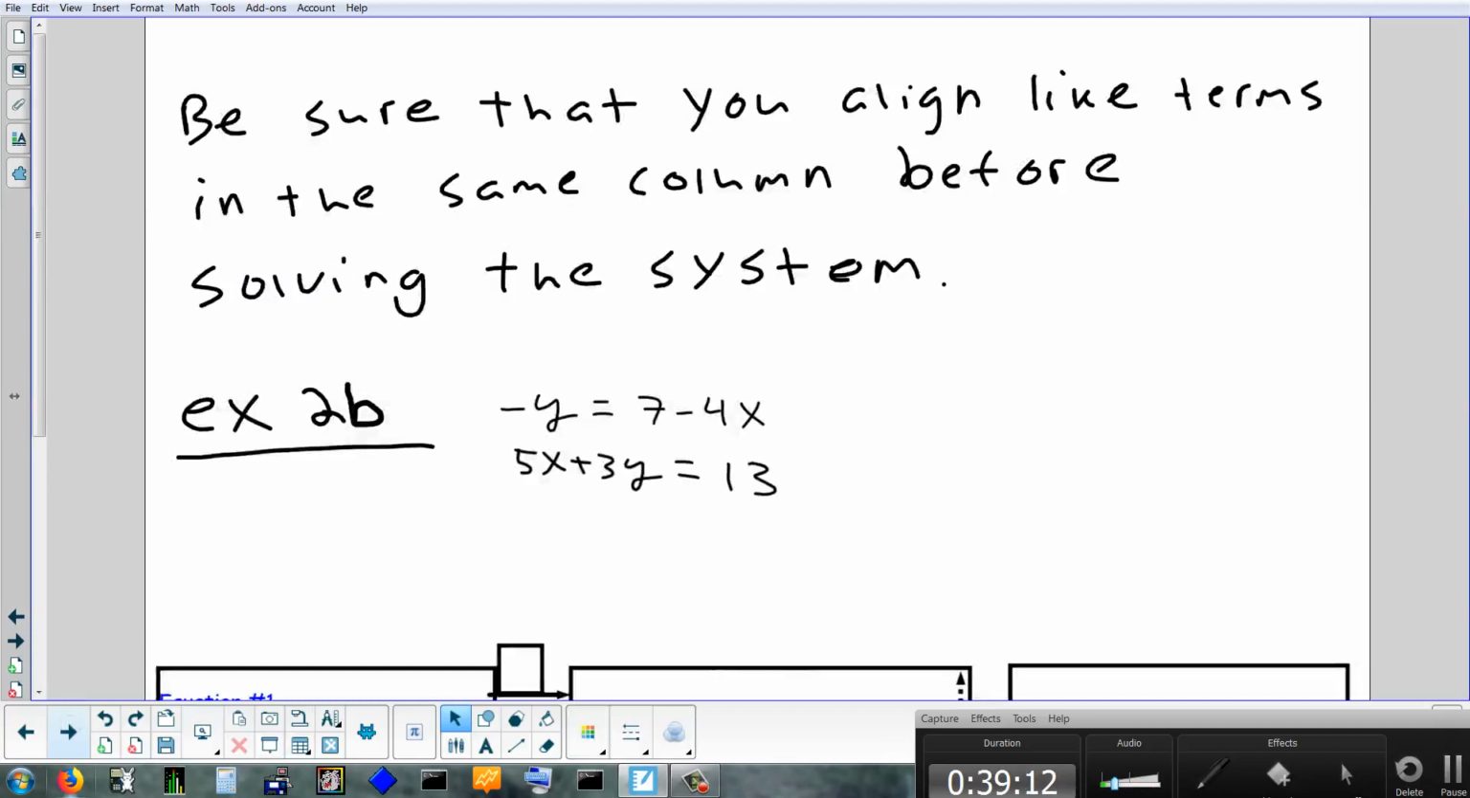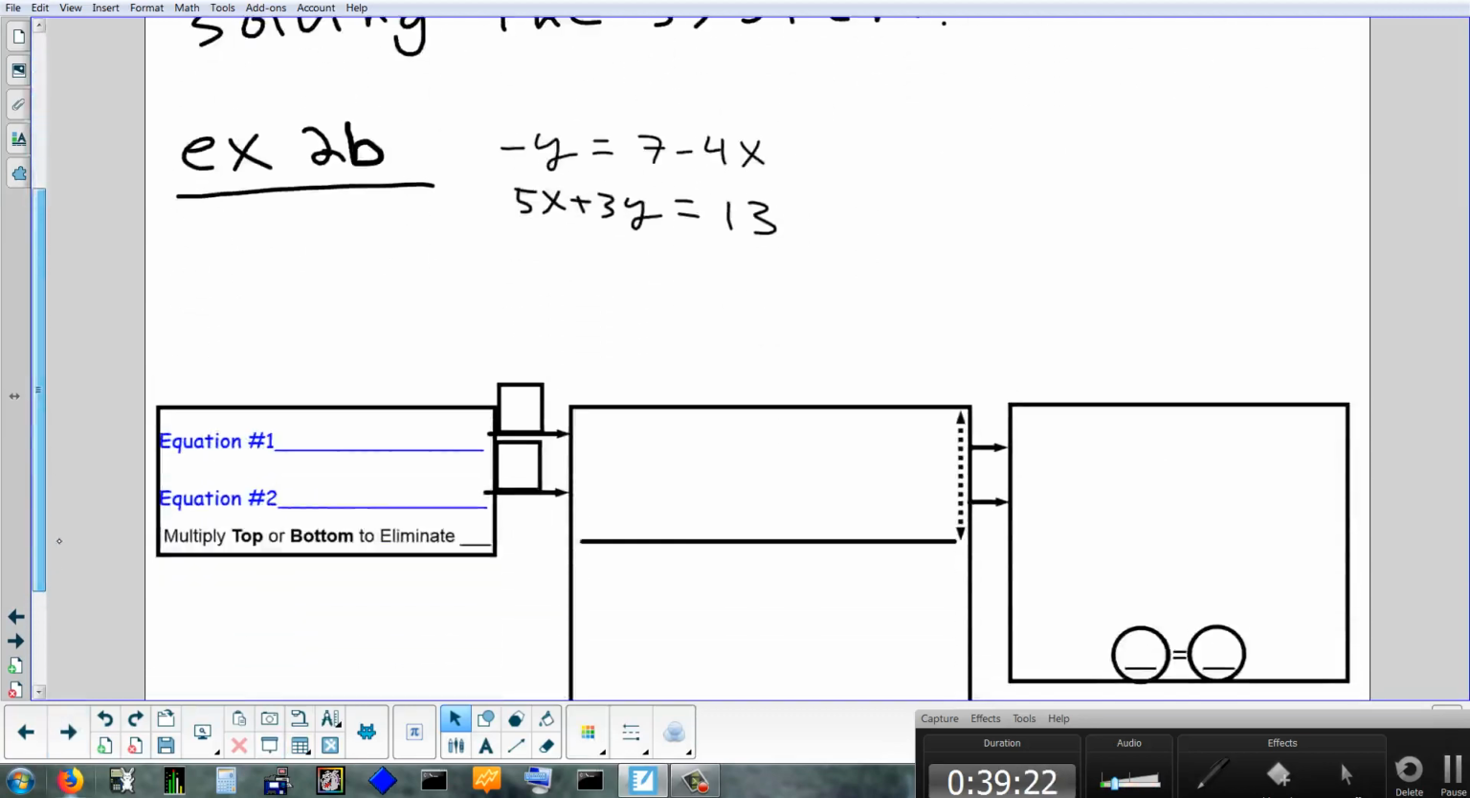So be sure that you align like terms. Make sure you line it up: X's over X's, Y's over Y's, numbers over numbers. All right? So let's look at this one. We already know based on the directions, the little note there, that this system is not lined up.